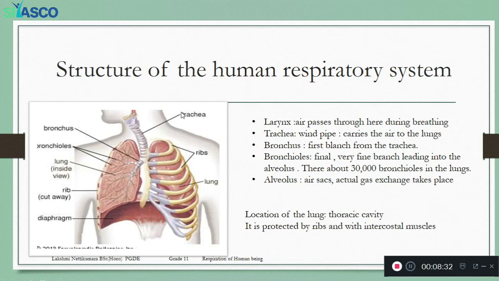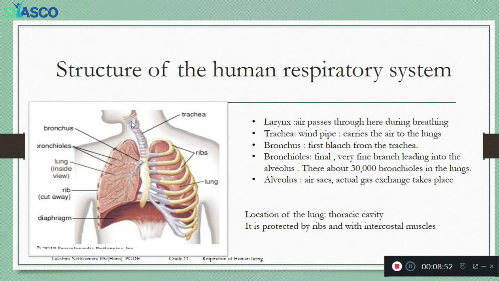Now let's see the main respiratory organ, that is the lungs. Before that, let's see the parts of this respiratory system. Here, from this nasal cavity, it comes to the larynx. Air passes through here during breathing.